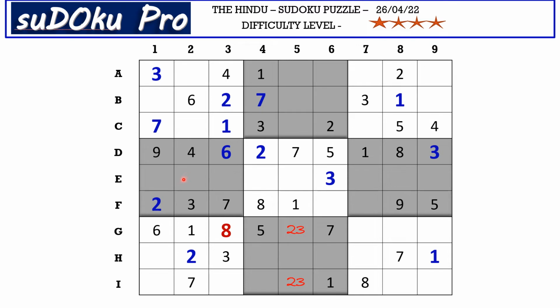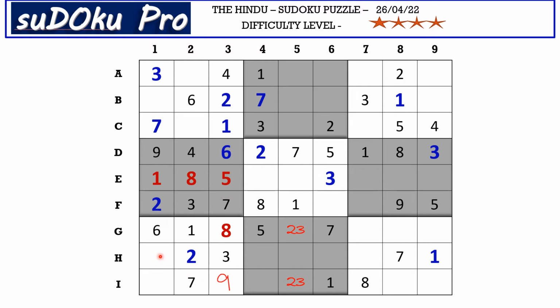We already know that 1, 5 and 8 go in these three cells. There is 1 and 8 blocking here. So E3 takes 5. There is a 1 blocking from here. So E2 takes 8 and E1 takes 1. Now in column 3 there is only one empty cell and the missing number is 9.